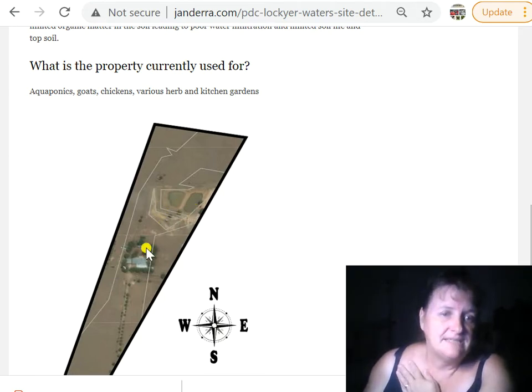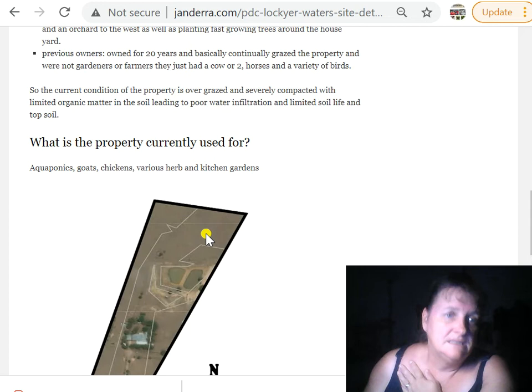Anyway, there's not a lot of slope in the property, but this is basically the higher part of the property, and this is the lower part.